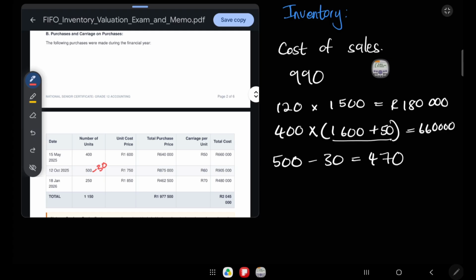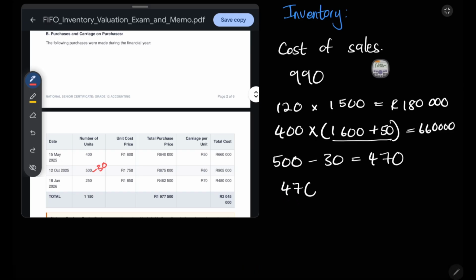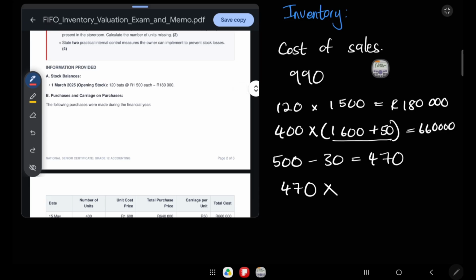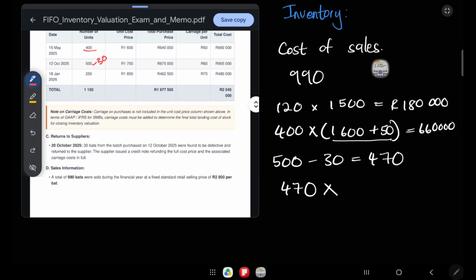If it doesn't make sense, please let me know in the comments. So we take all the 470 units. Remember, we've already considered the 120. We've considered the 400 units. So that means we no longer have those items. We've completely sold them. They are sold out. So now we are at this batch, and that is the last batch. We'll no longer go to 250 as we didn't sell more.